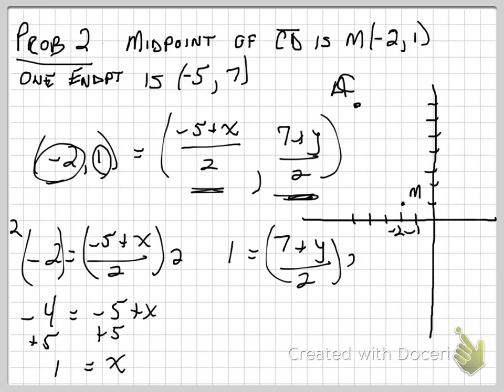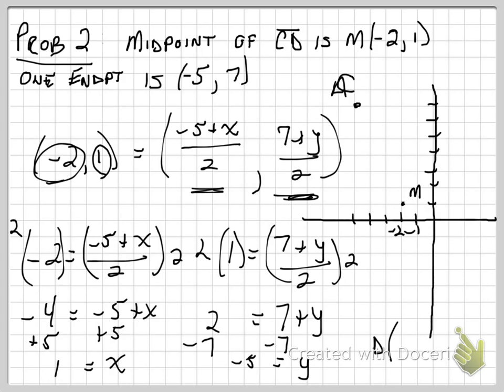Same thing over here, multiply by 2. I get 7 plus y equals 2. Subtract 7 now. I get y equals -5. So my other endpoint, point D, is going to be 1, -5.